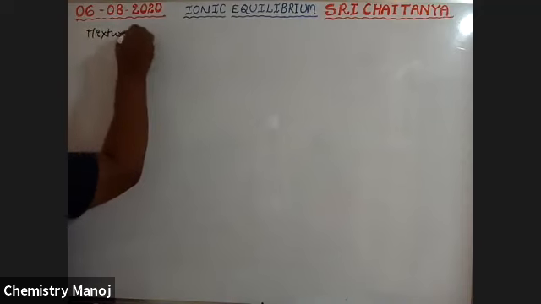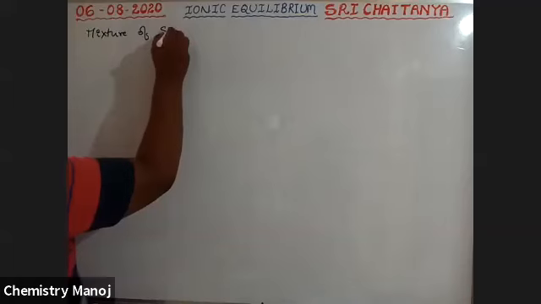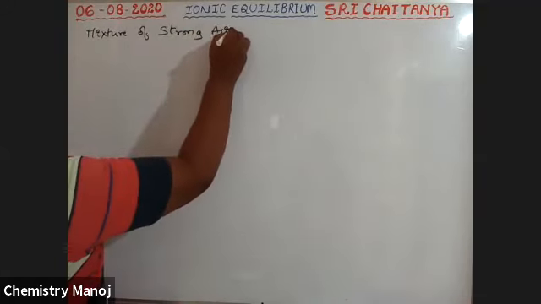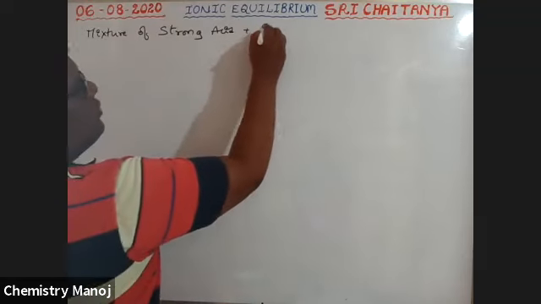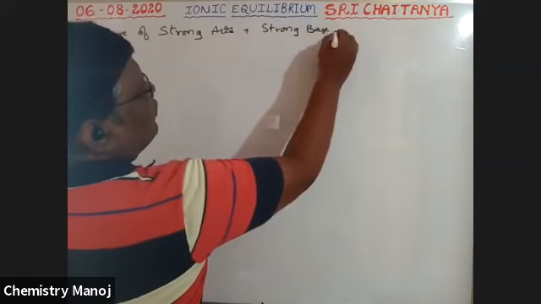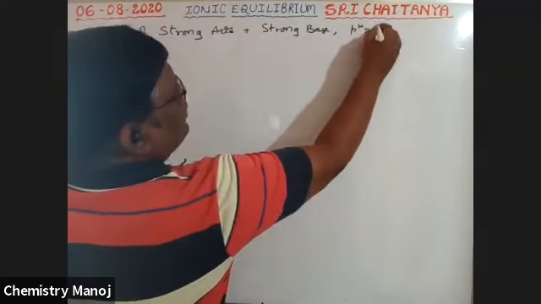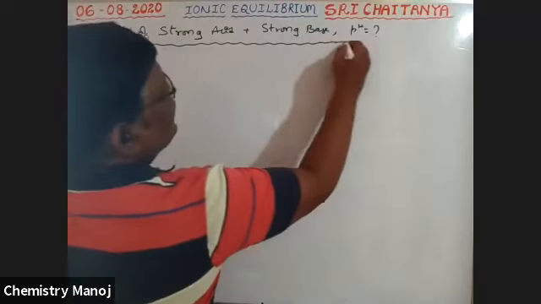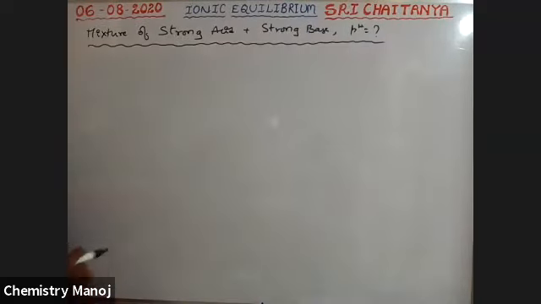Mixture of strong acid plus strong base. Now, how much is the pH? This is the concept, my dear boys. I want to calculate the pH of a mixture by the combination of a strong acid and a strong base.